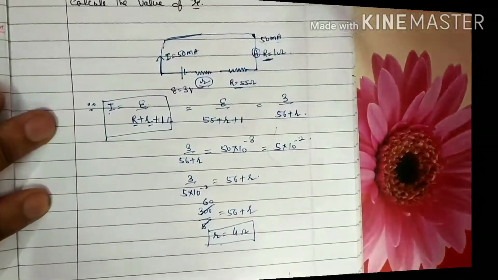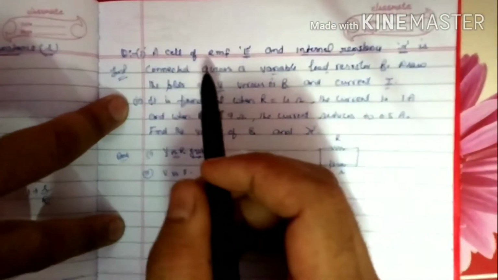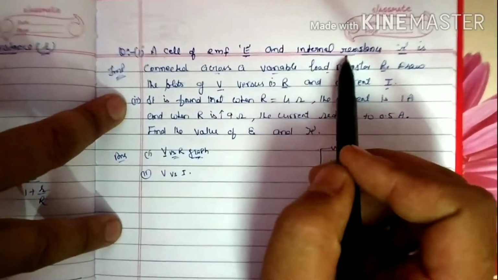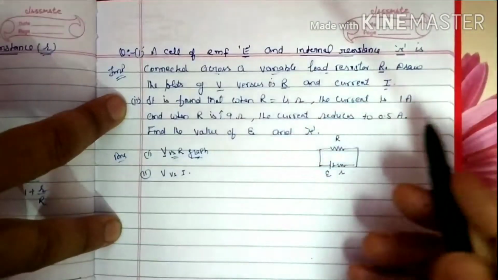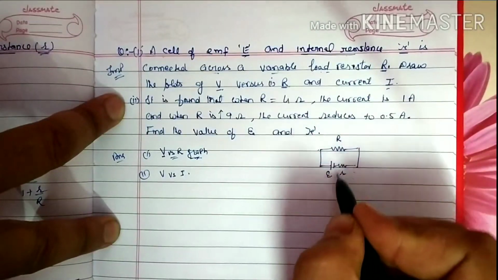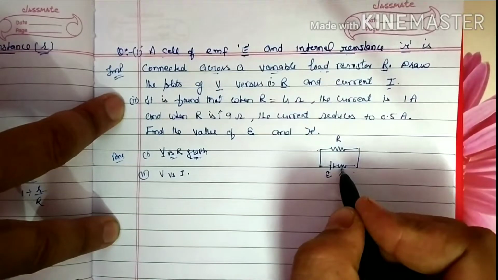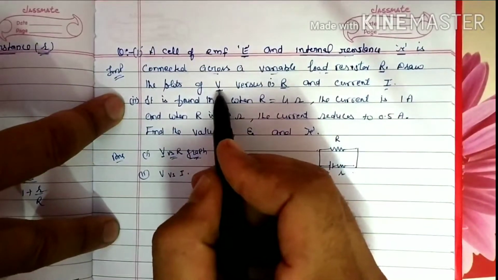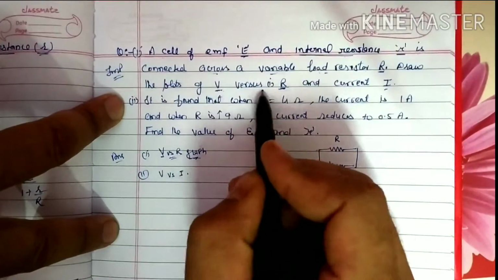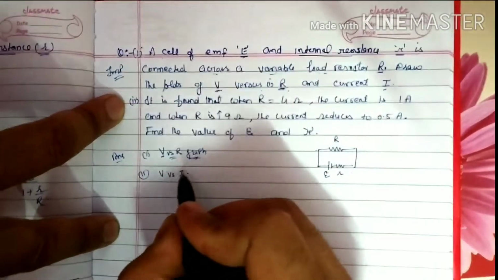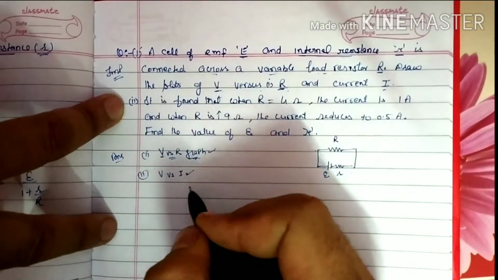Thank you. Hello students, now we are going to solve the next numerical. A cell of EMF E and internal resistance r is connected across a variable load resistor R. This is the load resistor R and the cell with its internal resistance small r. Draw the plot of V versus R, and then V versus I. These are the two graphs that we have to plot firstly.